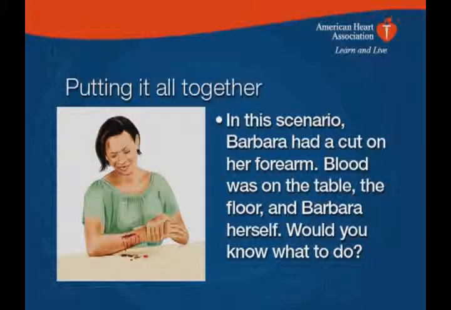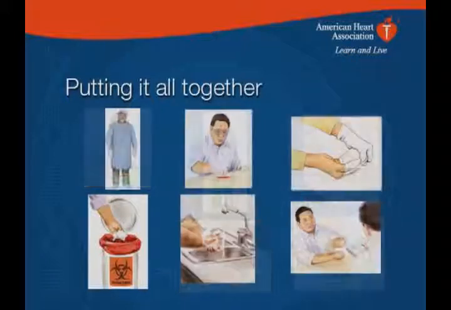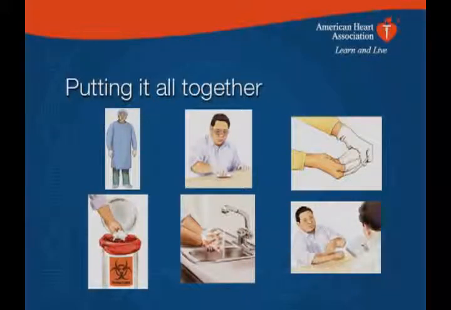In this scenario, Barbara had a cut on her forearm. Blood was on the table, the floor, and Barbara herself. Would you know what to do? Put the following actions in the correct order by numbering the steps from 1 to 5. After an incident occurs, put on personal protective equipment and take universal precautions. Clean up the blood, remove gloves and dispose of them in the appropriate biohazard container. Wash your hands with soap and large amounts of water. Finally, tell your supervisor what happened.